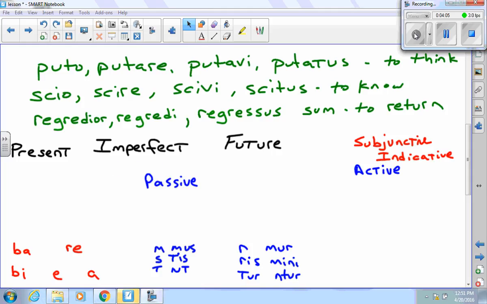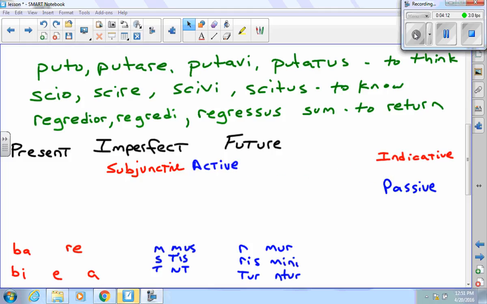So what happens if instead of the passive, what if I want the subjunctive, and then I want the subjunctive active? Well, if I'm dealing with the present system, I'm still going to start off with that present stem. So I have putare. Take off the re, leaves me with puta. If I don't add anything to it, it's not really helping me out.